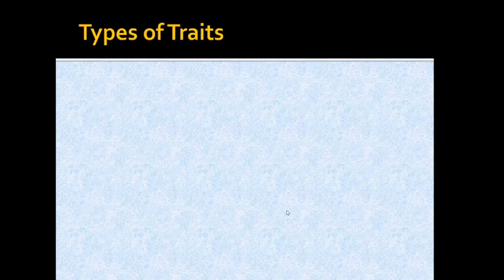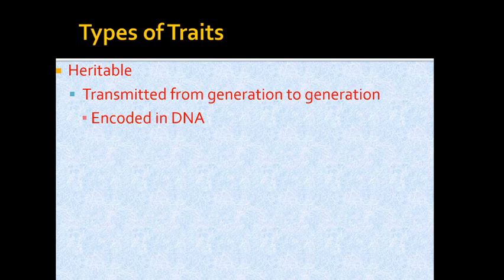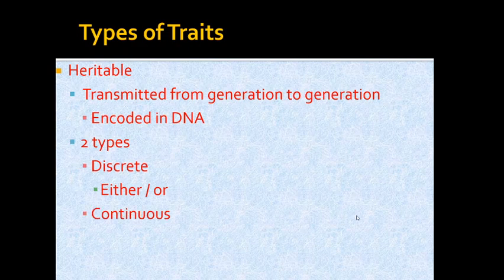Types of traits. So we have heritable traits. These are transmitted from generation to generation, meaning your parents' DNA will be encoded and passed on to you. You have two types of heritable traits, and you probably know this already. You have discrete, which is either-or, like blue eyes or green or brown or light brown. And then continuous variation will have a huge range, like height, foot size, wingspan.